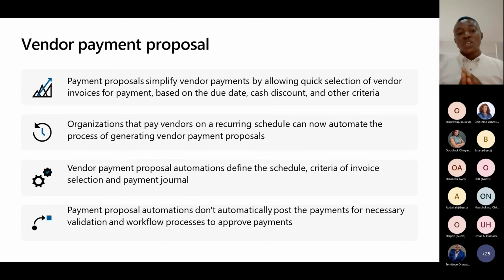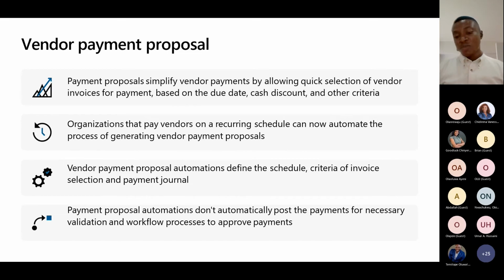The payment proposal automation, of course, does not allow you to automatically post payments. This is because as an organization, you may have different processes for validating payments before you can post them, or you have some workflow proposal that each payment has to pass through before it can be approved. But in the area of collating all of them together at a specific point that the organization wants, you're able to set it up with the payment proposal automation. So in summary, the vendor payment proposal allows organizations that have a recurring schedule to be able to automate their payment processes.